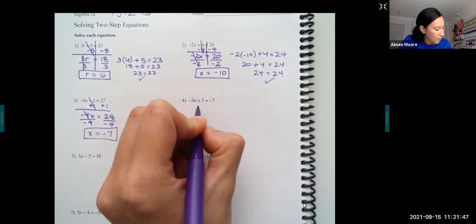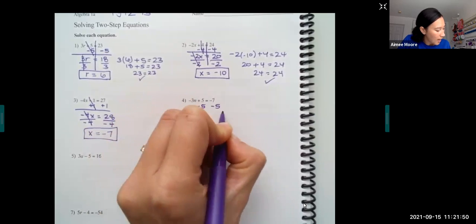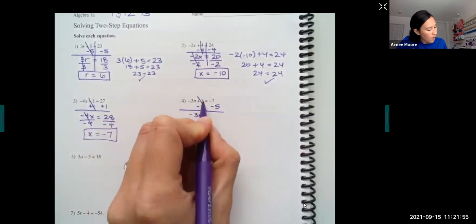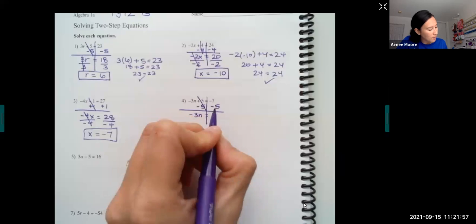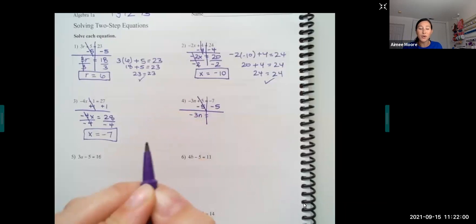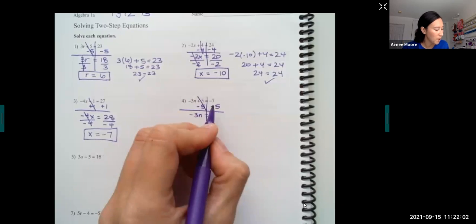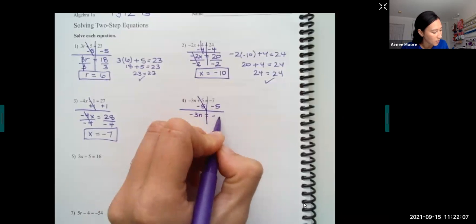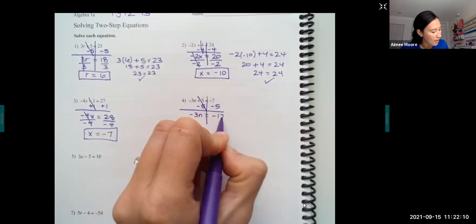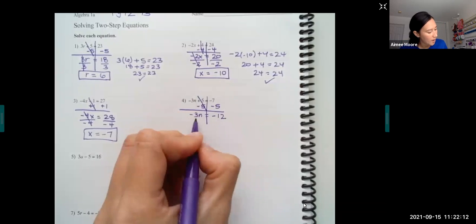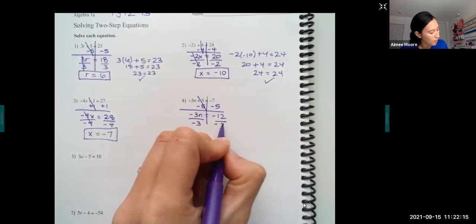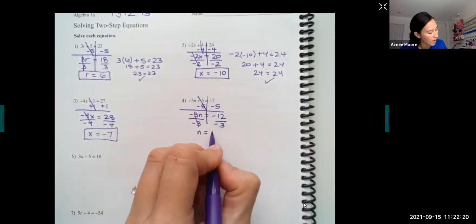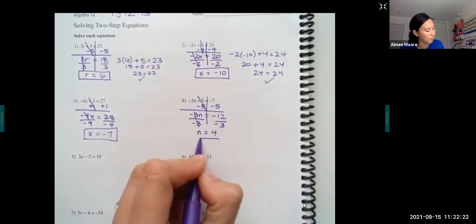So we need to get rid of this +5. So we subtract 5 from both sides using our inverse operations. That leaves us with -3n equals -7 minus 5. So this is why we reviewed integers. Remember, if we have 2 negatives, we keep the negative sign and add our number. So -7 and -5 is -12. Then we need to divide by -3 to get n all by itself. And then -12 divided by -3 is +4.